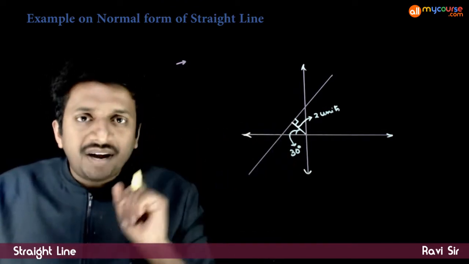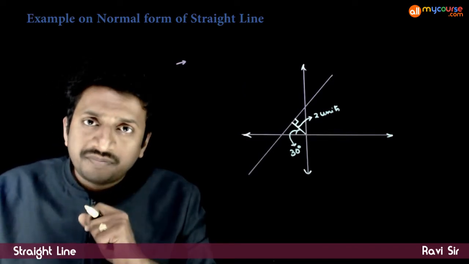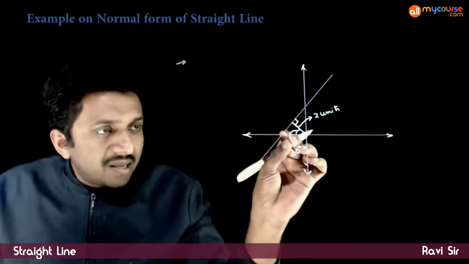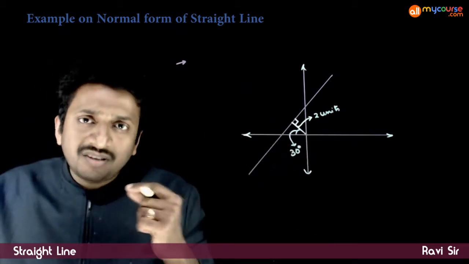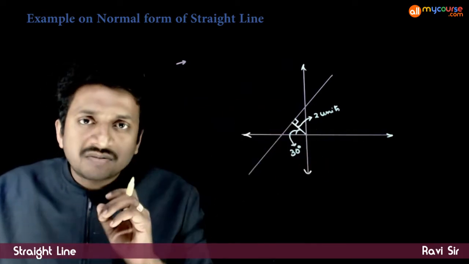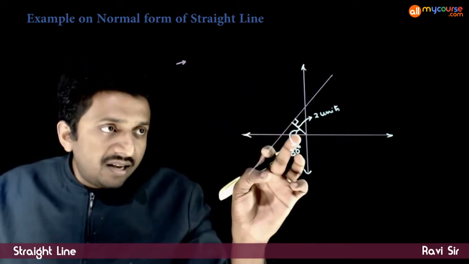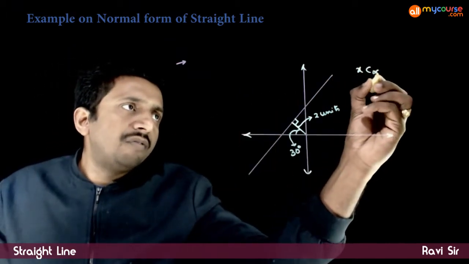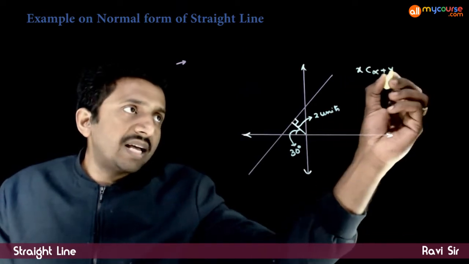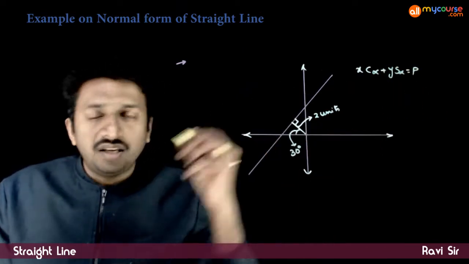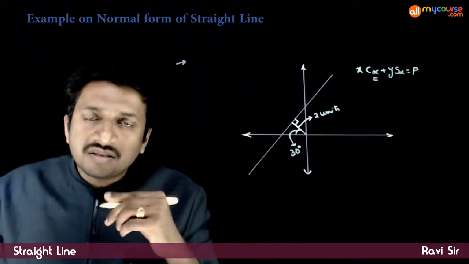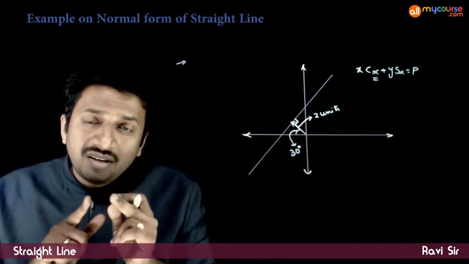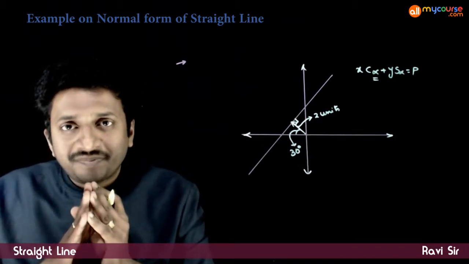We can very easily find the equation of this line using the normal form, because as you see, the information which you got is somehow related to the information in normal form. The perpendicular distance from origin is given and some sort of angle is given. We know that the equation of a line in normal form is x cos alpha plus y sin alpha is equal to p, where alpha is the angle made by the normal ray with the positive direction of x-axis.